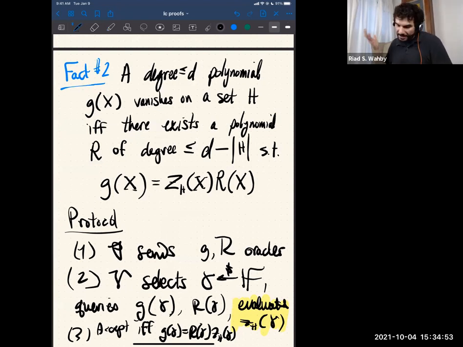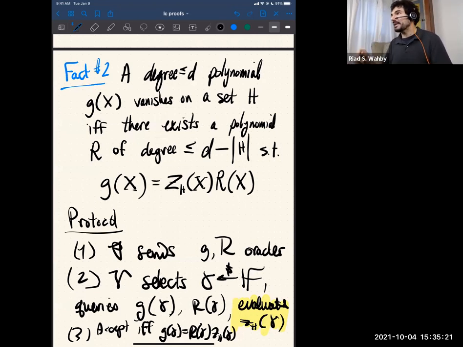Okay, so completeness is by this fact above. If G is indeed divisible by the vanishing polynomial, then the prover can certainly materialize a polynomial R. And soundness comes essentially from the polynomial equality test that we saw before. If these two polynomials are equal, then the verifier is convinced that they are, except with tiny, tiny error.